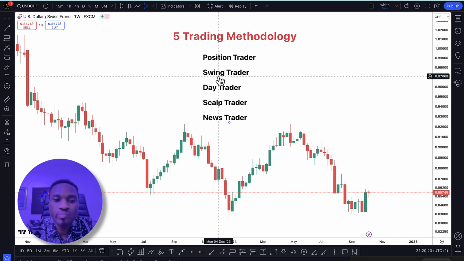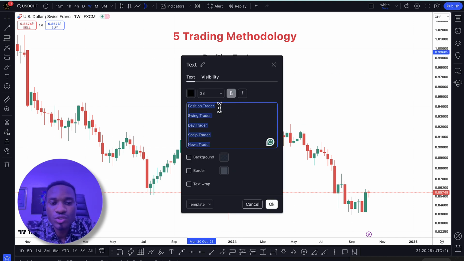Now, who is a position trader? Let's talk about a position trader. A position trader is an individual whose primary key time frame is the monthly chart, right? So we have the monthly chart. I'm going to use the capital letter M to represent month, and he or she analyzes the chart all the way down to the weekly chart. We are going to use capital letter W.